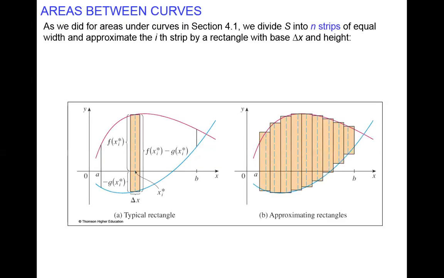Hopefully we remember the beginning of chapter 4, the introduction to integrals. In order to approximate the area under the curve, we use rectangles. I will do the same. I will divide my section from a to b, bounded by the pink curve and the blue curve, into subintervals, and then create the rectangles. Each rectangle has the width, the base, delta x. For the area of the rectangle, we also need the height.